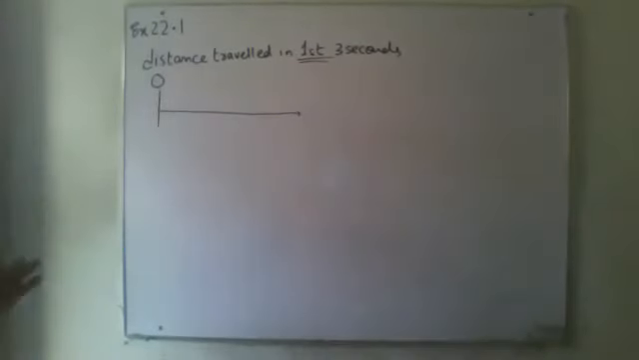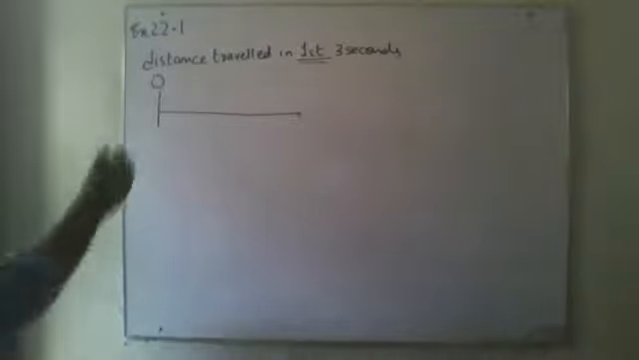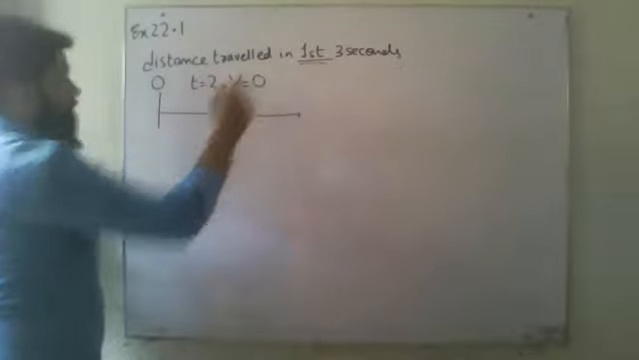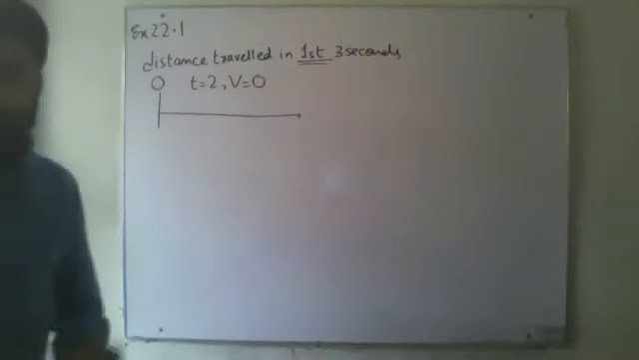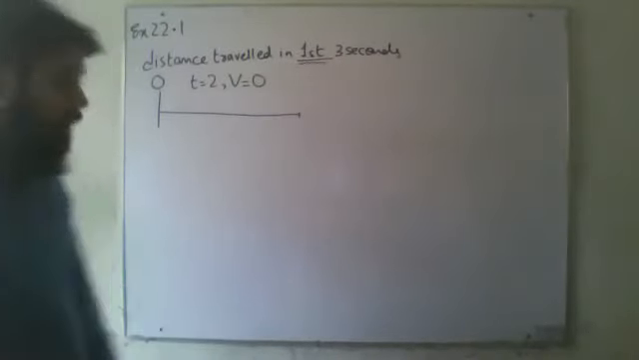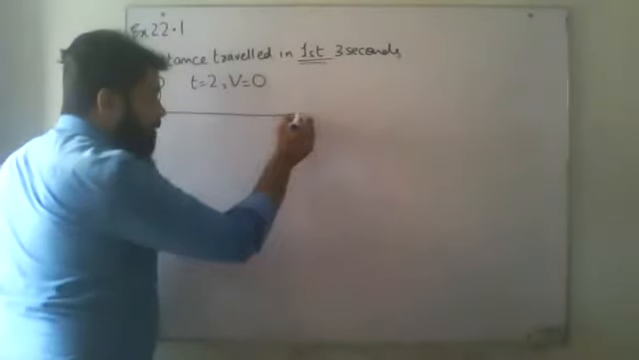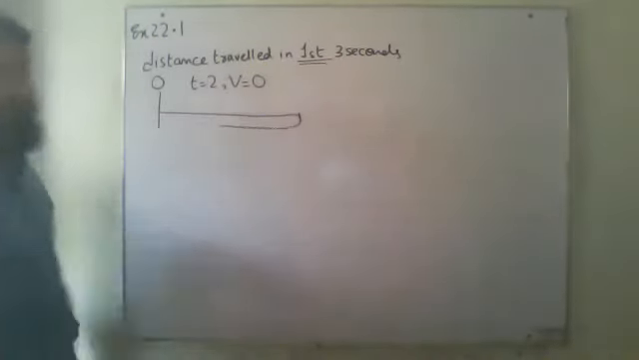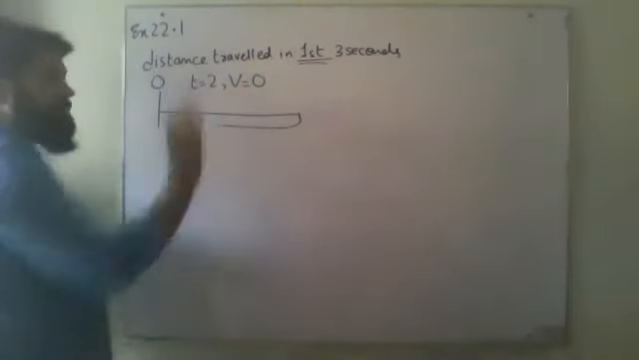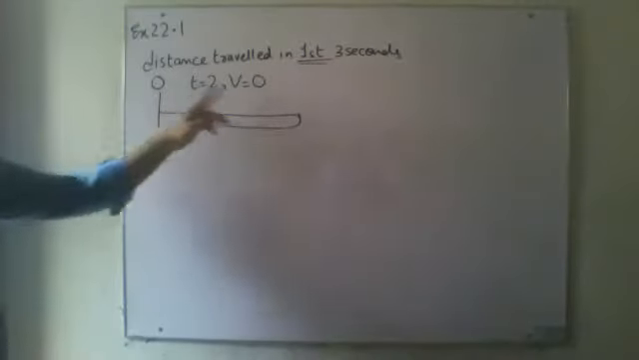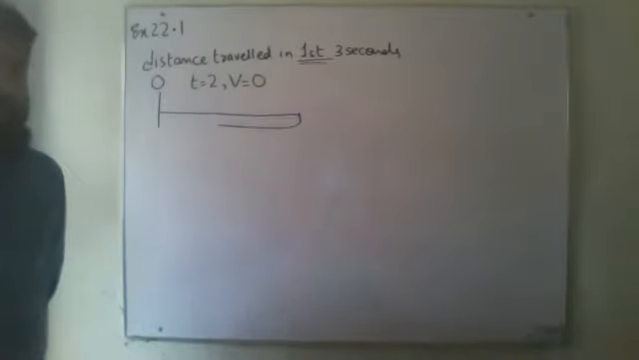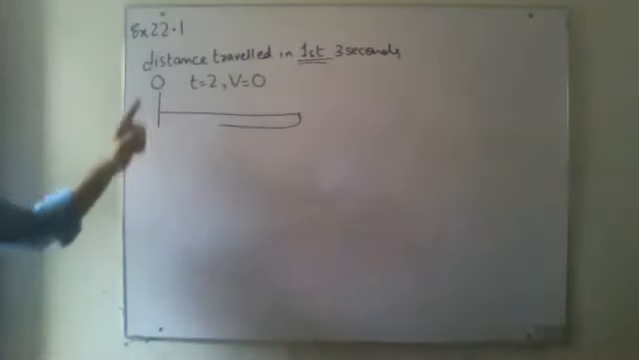At time t equals 2 seconds, the velocity was 0. So we say that whenever during motion the velocity becomes 0, it means at that time the body is taking a U-turn. Whenever it has velocity equals 0, the body is taking a U-turn and then the body is moving backward. How do I know? So you can find distance.